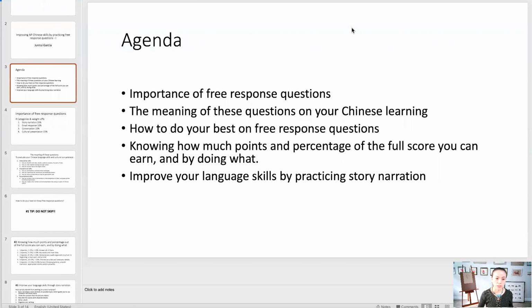Today's agenda: first we're going to talk about the importance of free response questions and the meaning of these questions on your AP Chinese exam, and how to do your best on free response questions, and how much points and percentage of the full score you can earn by doing what. And also, today we're going to cover this first part, which is improve your language skills by practicing story narration.